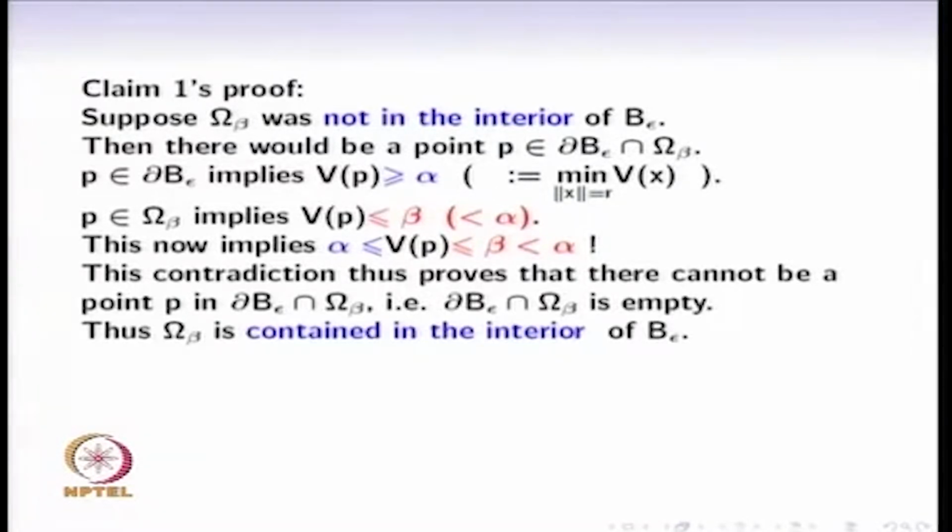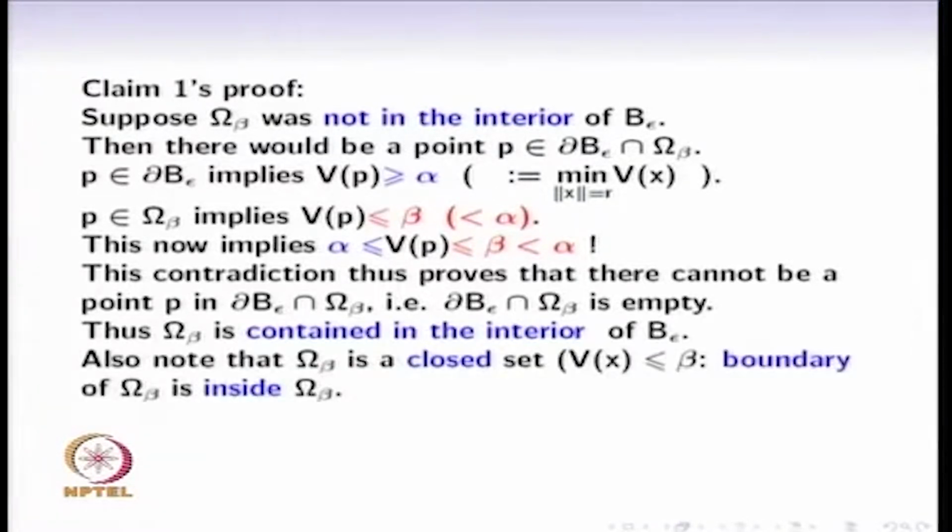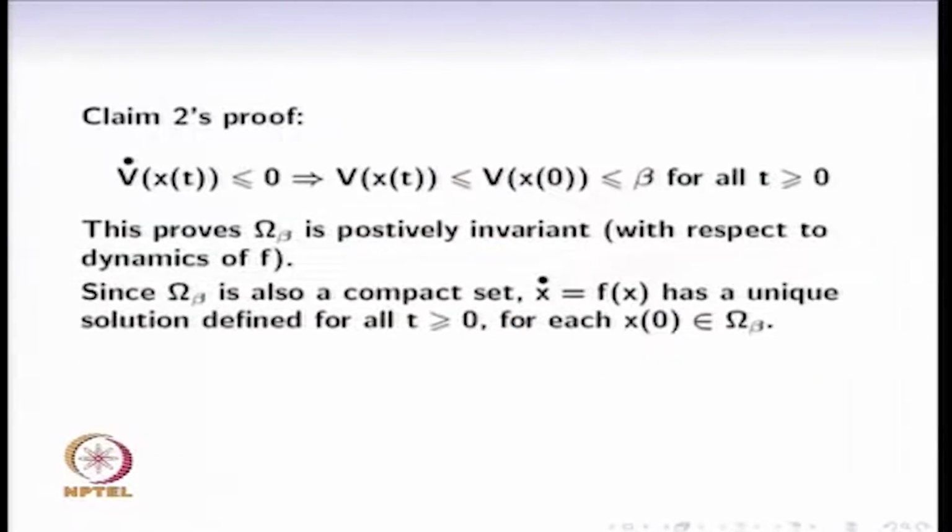So, now we come to the second part of the proof. What is the other claim? What is the other property that the omega beta set has? We claim that it is also positively invariant. How do we prove this?